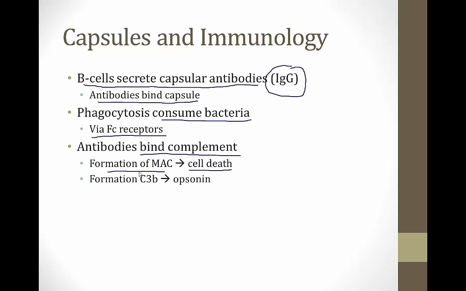In addition, the C3b protein, which is an opsonin, can form on the surface of the capsules, and this can draw in phagocytes to destroy the bacteria.